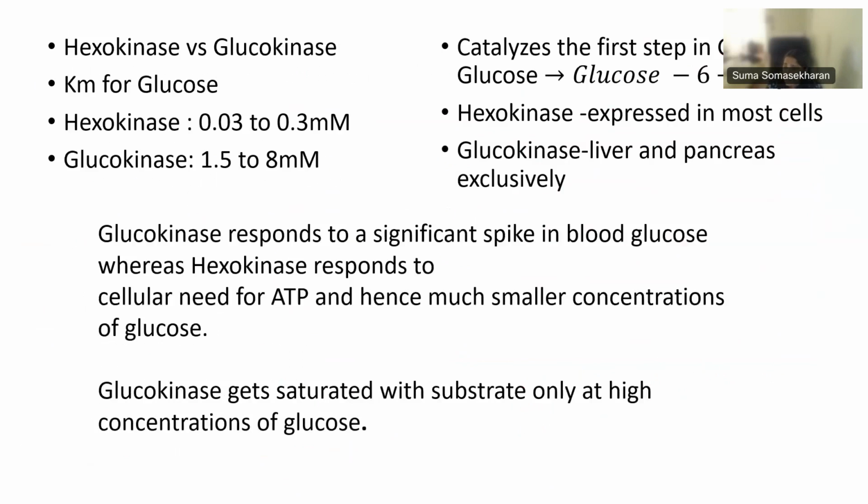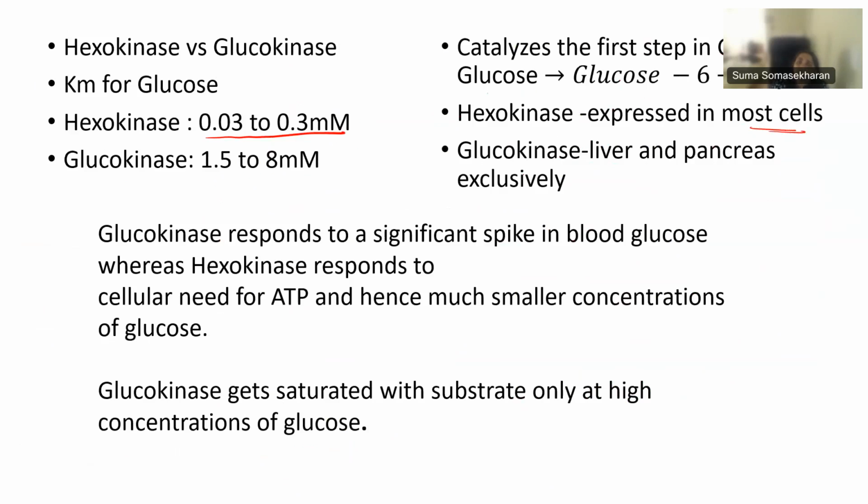And you can see that this has some physiological significance, because, for example, if you take the enzymes hexokinase and glucokinase, the Km for glucose for hexokinase is in the range of 0.03 to 0.3 millimolar, and glucokinase, depending on the species, is 1.5 to 8 millimolar. So glucokinase has a very high value of Km, hexokinase has a very low value of Km. Both of them catalyze the same reaction, glucose to glucose 6-phosphate. But they're expressed differently. Hexokinase is expressed in most cells, especially in muscle cells, whereas glucokinase is expressed exclusively in the liver and the pancreas.